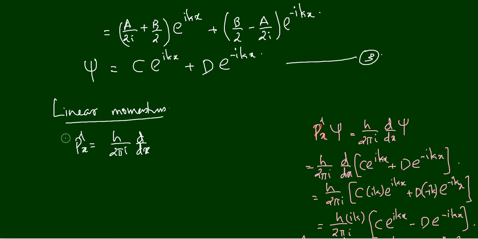While learning the fourth postulate, we learned that if the wave function of a system can be expressed as a linear combination of the eigenfunctions of some operator, then each time we measure that physical quantity, we will get the eigenvalue of one of the eigenfunctions. So in order to get the momentum, we don't need to operate the momentum operator on the psi function. Instead, we can operate on these functions, c e raised to ikx or d e raised to minus ikx, with the momentum operator.